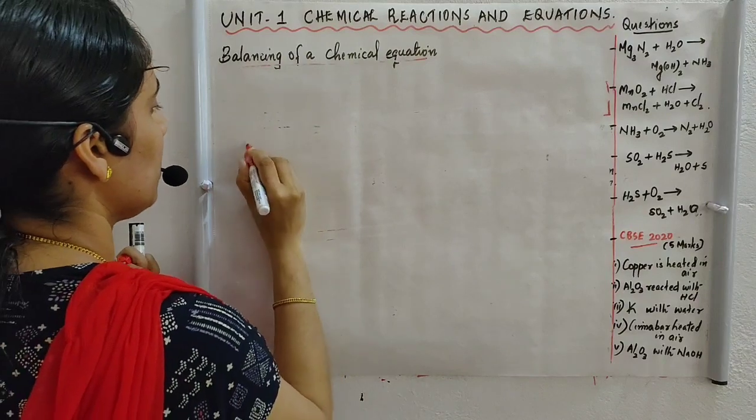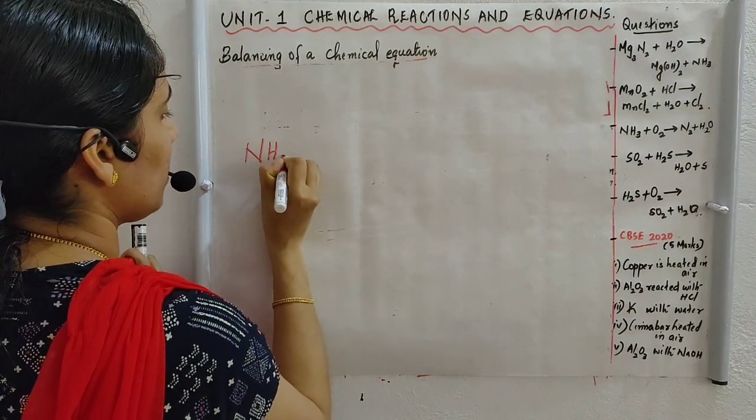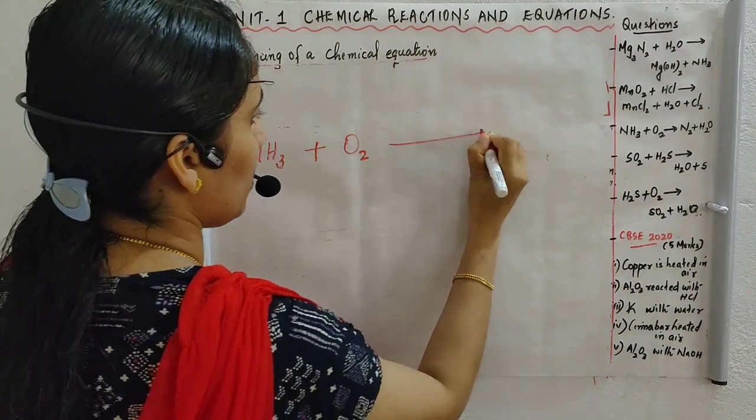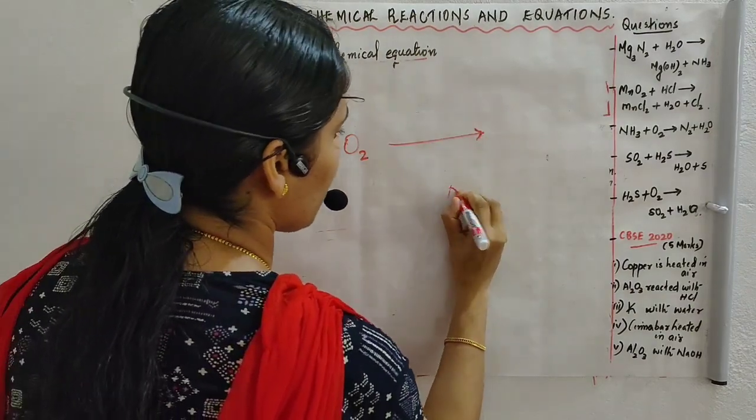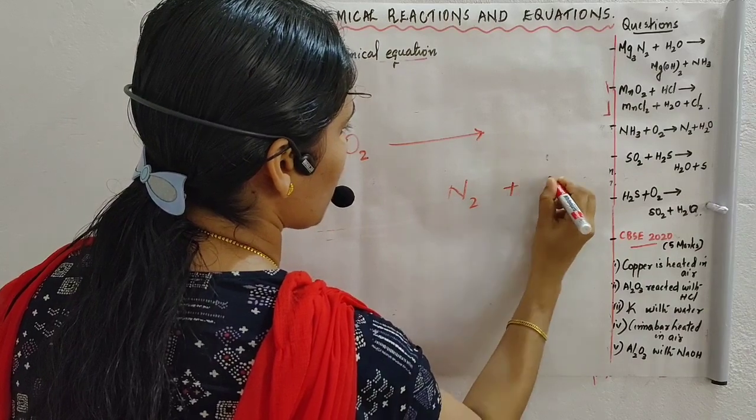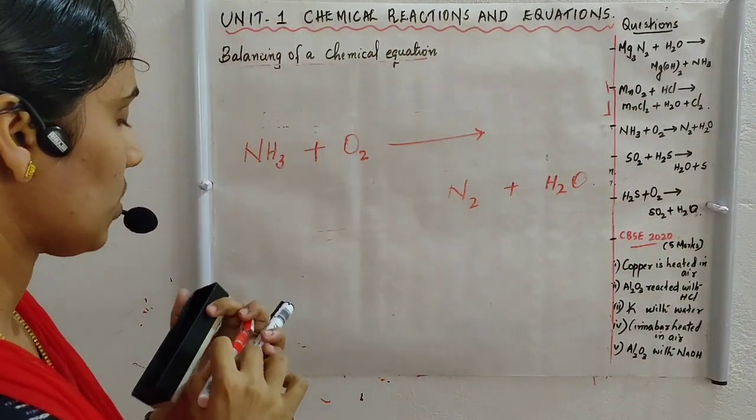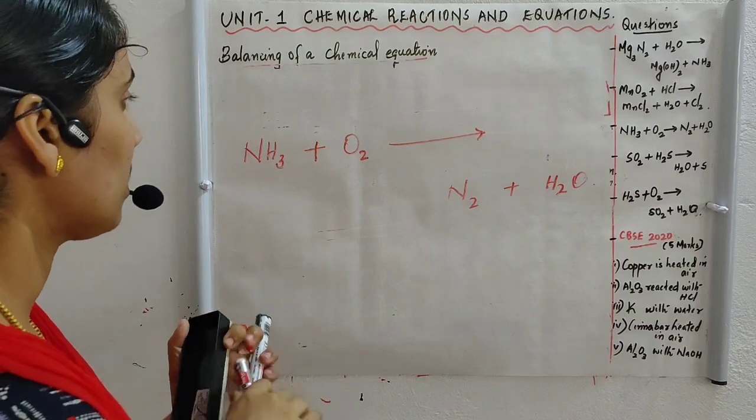Consider the equation NH3 plus O2 gives N2 plus H2O. How to balance the same?